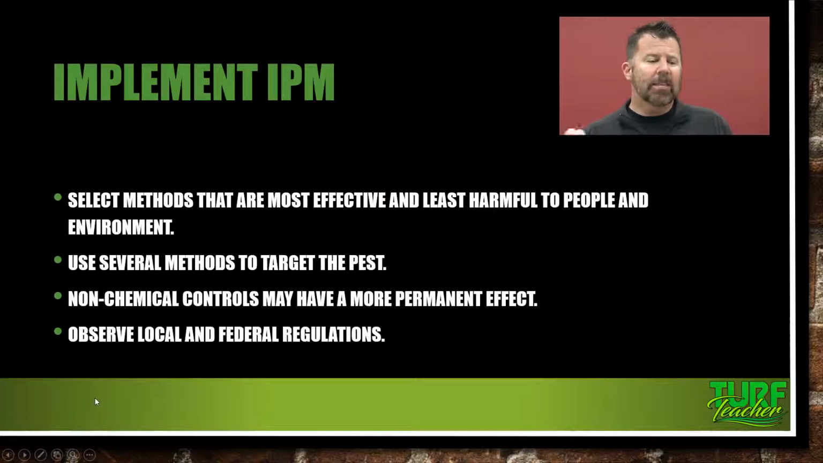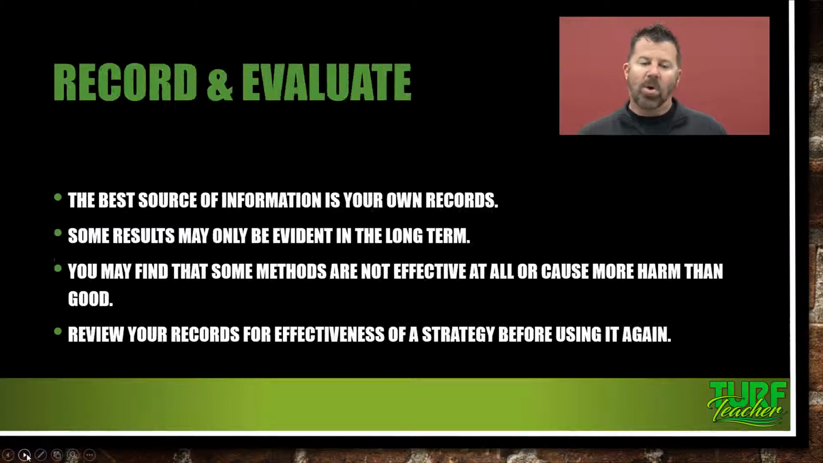But implement the IPM. Select the methods that are most effective and least harmful to people and the environment when you do have to use a pesticide. Use several methods to target the pest. Non-chemical controls may have a more permanent effect. Simply removing the food source, guys, could get rid of the pest, to be honest with you. And then observe local and federal regulations when you're always doing that.